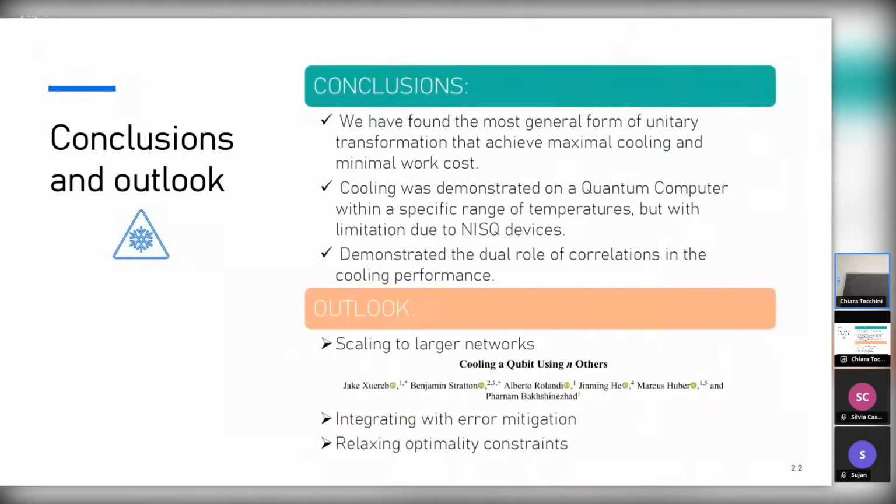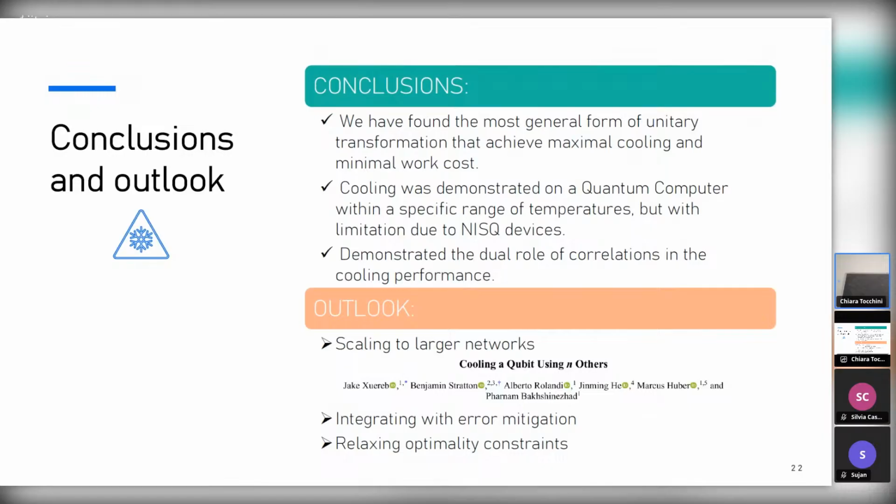So to conclude, we have found the most general form of the unitary transformation that achieves maximal cooling and also the minimal cost in terms of work. The cooling was demonstrated on a quantum computer, but only within a specific range of temperature, and with some limitation due to near-term quantum devices. And we have demonstrated this dual role of correlation in the cooling performance.